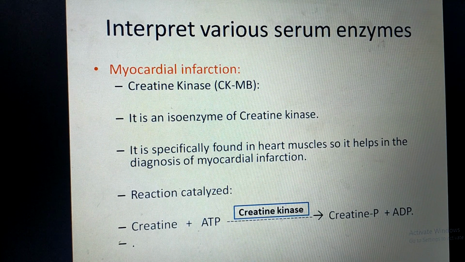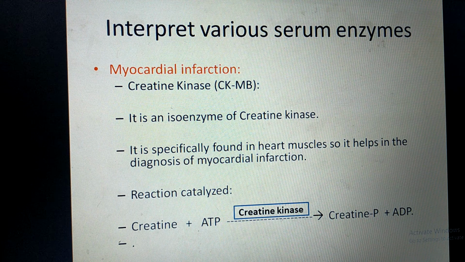So the first enzyme is creatine kinase MB. It is actually an isoenzyme of creatine kinase. It is specifically found in cardiac muscles. That means no other tissue will synthesize creatine kinase MB isoenzyme. So it helps in the diagnosis of myocardial infarction. It catalyzes the conversion of creatine into creatine phosphate by transferring an inorganic phosphate from ATP and converts the ATP into ADP.